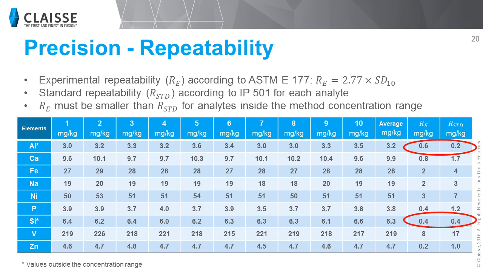In order to qualify the repeatability as good, the experimental repeatability must be smaller than the standard repeatability for all elements within the concentration range. So you can see on this table that the repeatability obtained is excellent, being at least half of the standard expected value, but with two exceptions, alumina and silica, because, as stated before, those two elements were at concentration higher than the specification in the ASTM, so higher than the calibration curve.